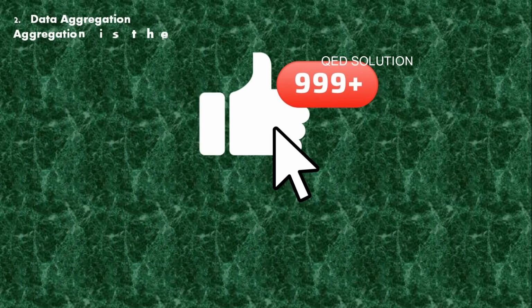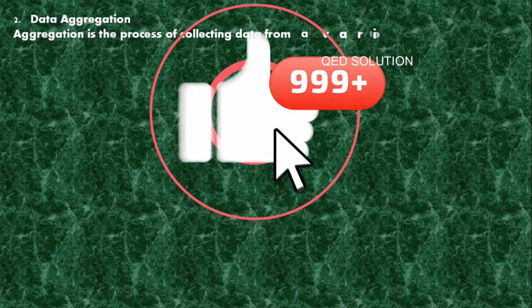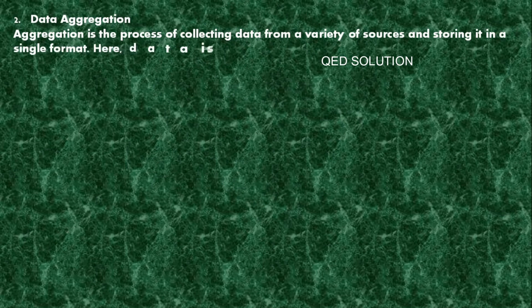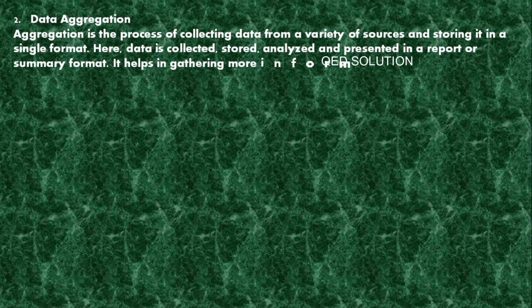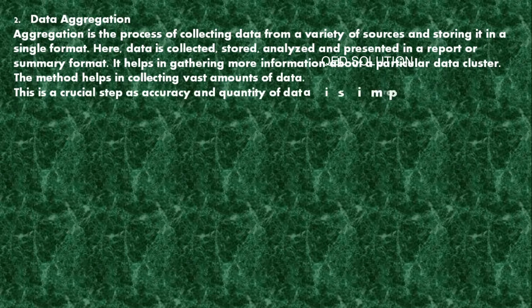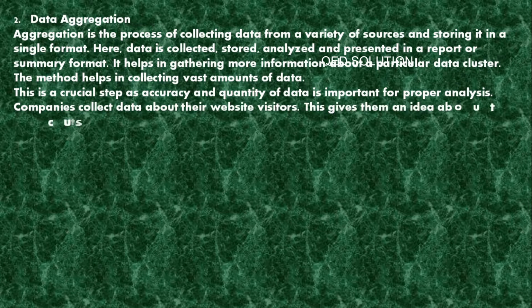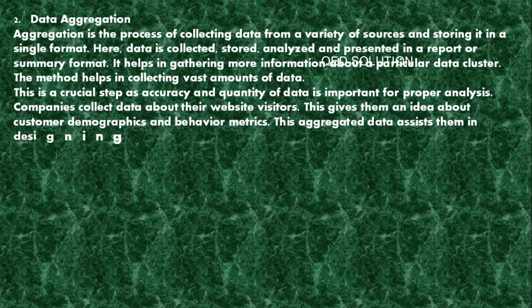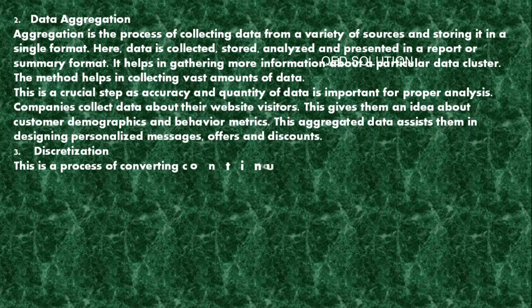2. Data aggregation. Aggregation is the process of collecting data from a variety of sources and storing it in a single format. Here, data is collected, stored, analyzed and presented in a report or summary format. It helps in gathering more information about a particular data cluster. The method helps in collecting vast amounts of data. This is a crucial step as accuracy and quantity of data is important for proper analysis.